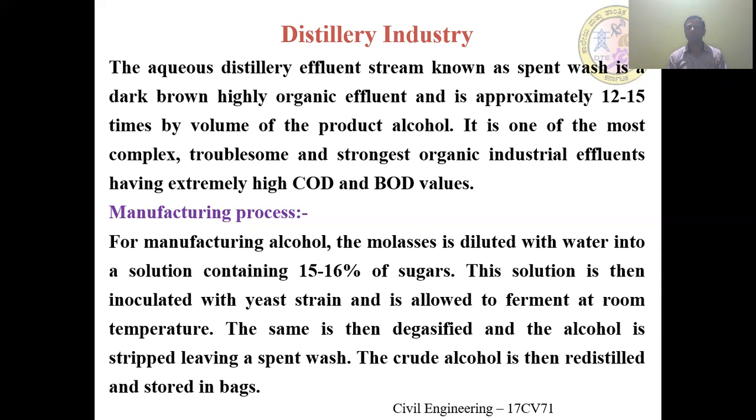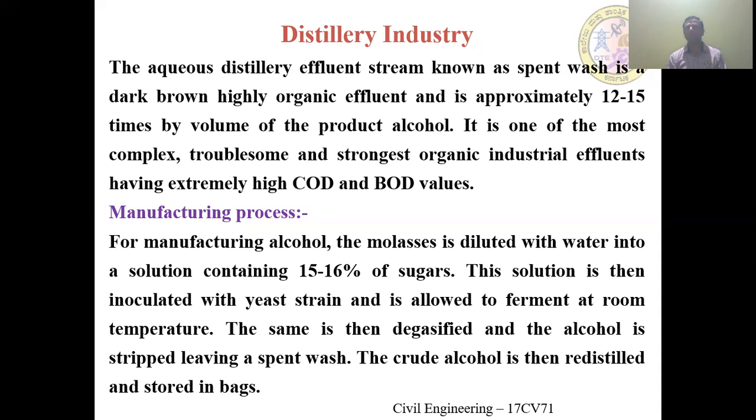In the sugar industry, you get a spent wash mainly containing sucrose; the other part is highly organic in nature. As in the earlier class, we discussed treating the cane sugar industry. Spent wash is a dark brown, highly organic effluent.